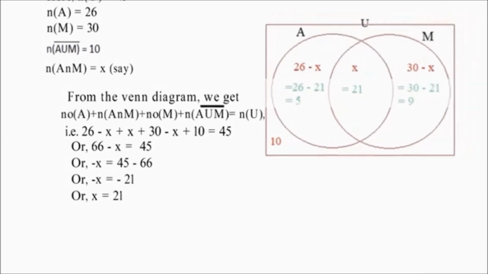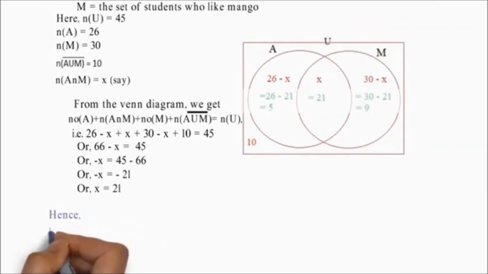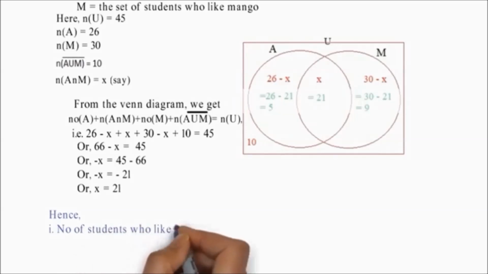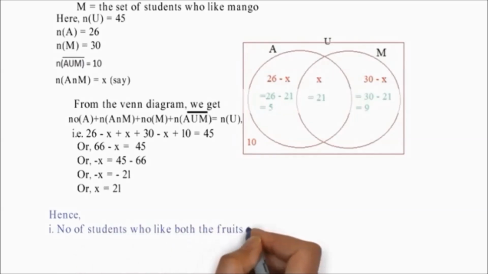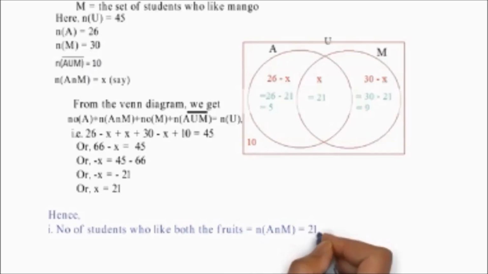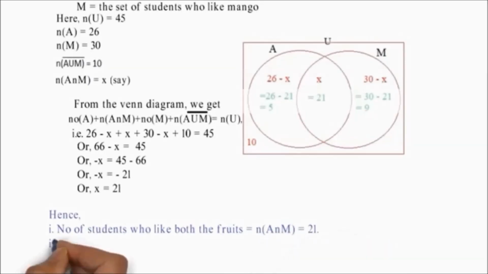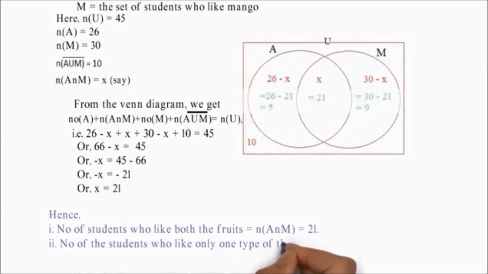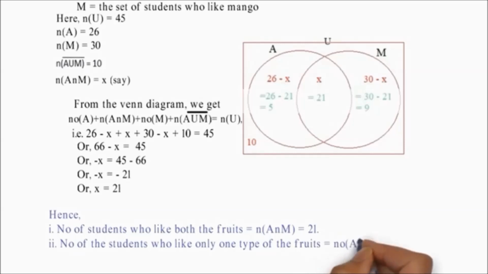Looking at the Venn diagram, let's find the answers to all the questions. Our first question is how many like both the fruits? The answer is n(A ∩ M) equals 21. The second question is how many like only one type of fruits? The answer is n(A only) plus n(M only) equals 5 plus 9 equals 14.